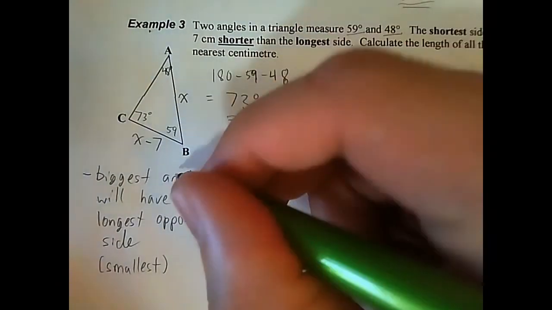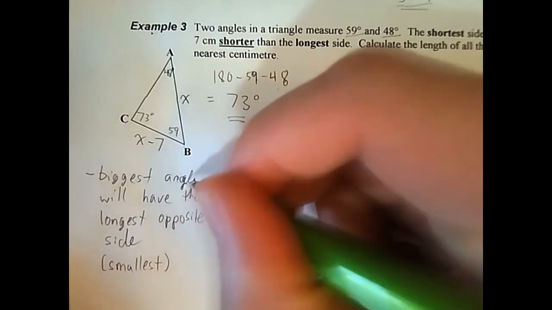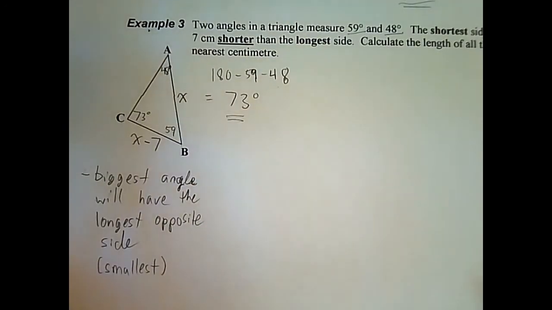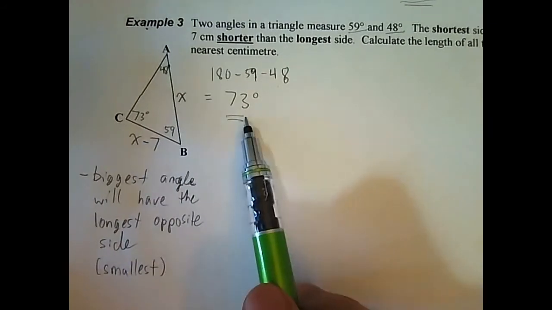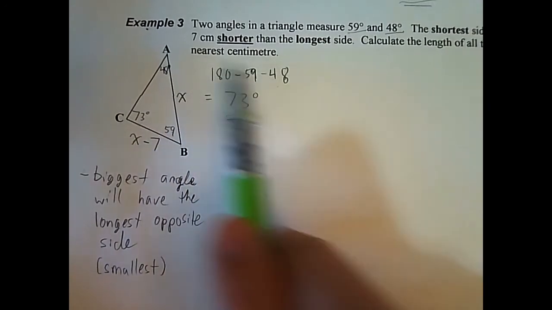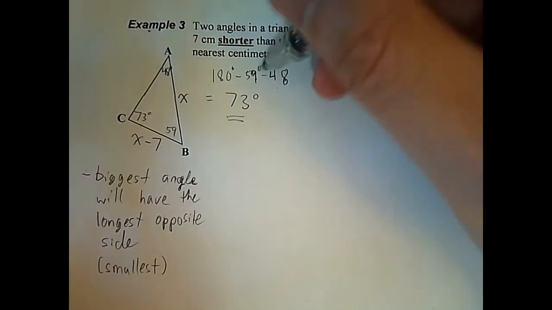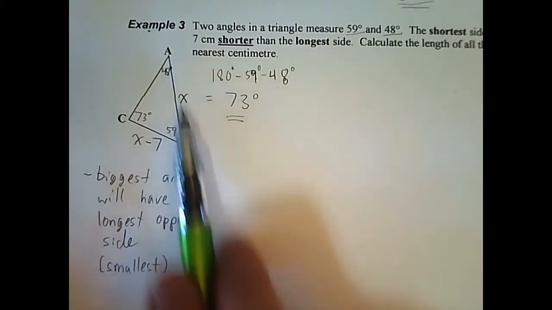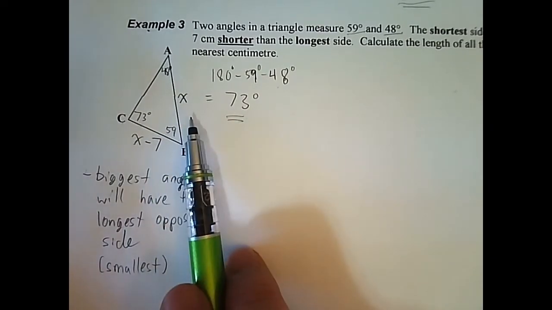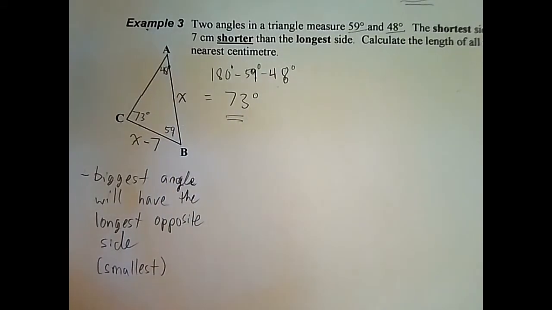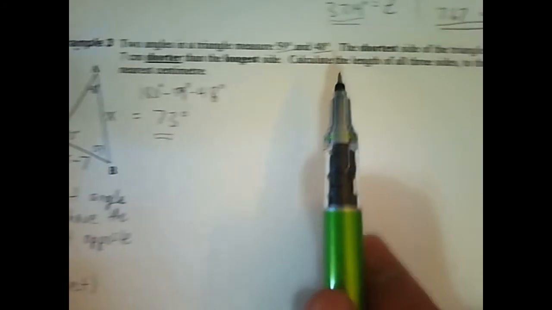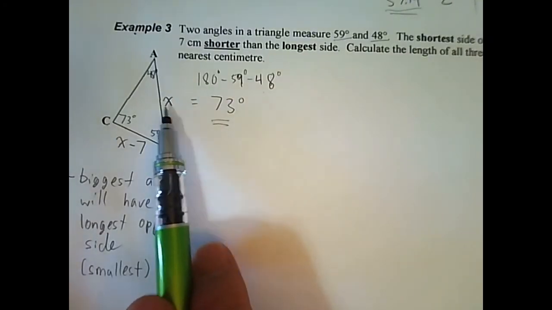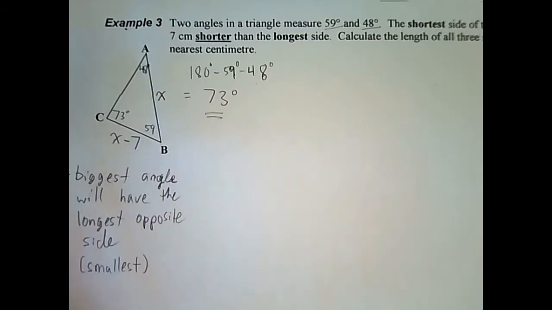So a little bit more work to get our information here, but not out of the realm of what we're able to do. Like we were able to figure out the 73 degrees by knowing the properties of angles and triangles. And then we're able to use what we know about angles and lengths of sides to figure out which is the longest and shortest side. And then just by following the clues in the question, we know that we have a longest side, x, and the shortest side is 7 centimeters less than that.